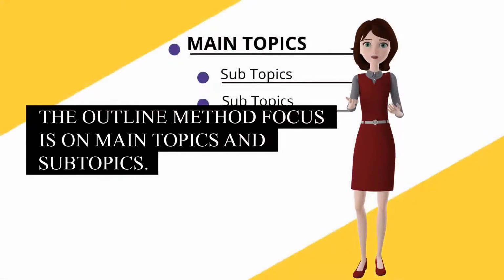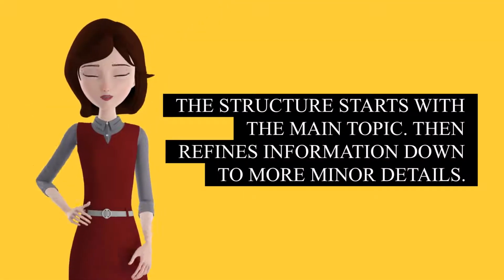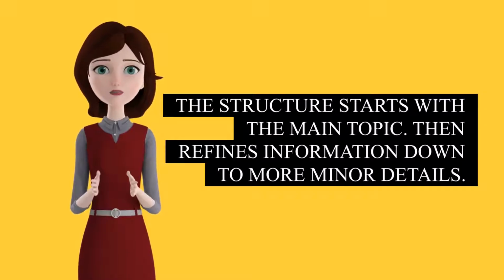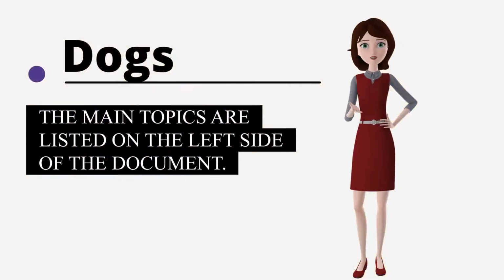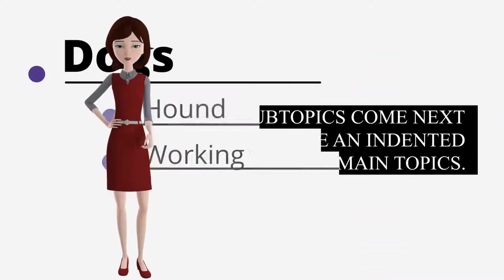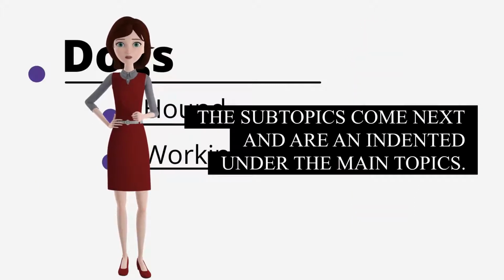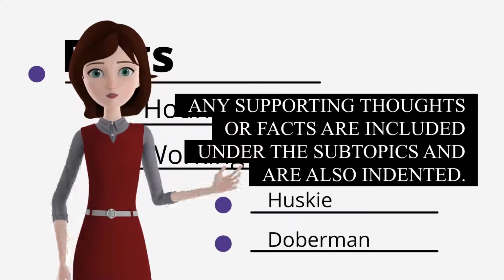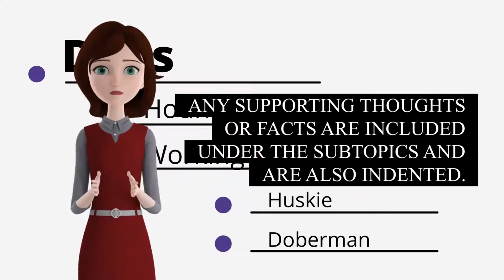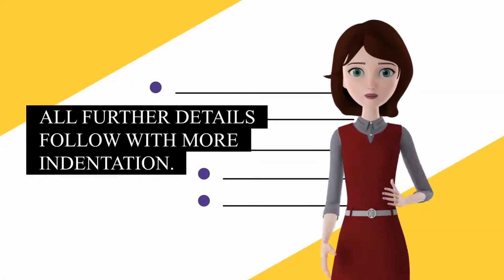The outline method focuses on main topics and subtopics. The structure starts with the main topic, then refines information down to more minor details. The main topics are listed on the left side of the document. The subtopics come next and are indented under the main topics. Any supporting thoughts or facts are included under the subtopics and are also indented. All further details follow with more indentation.